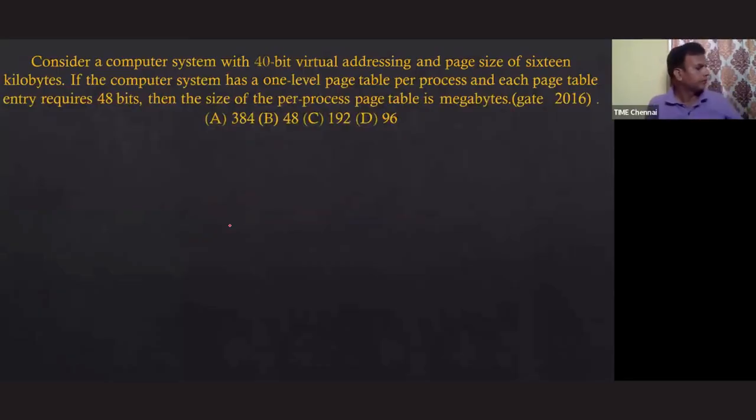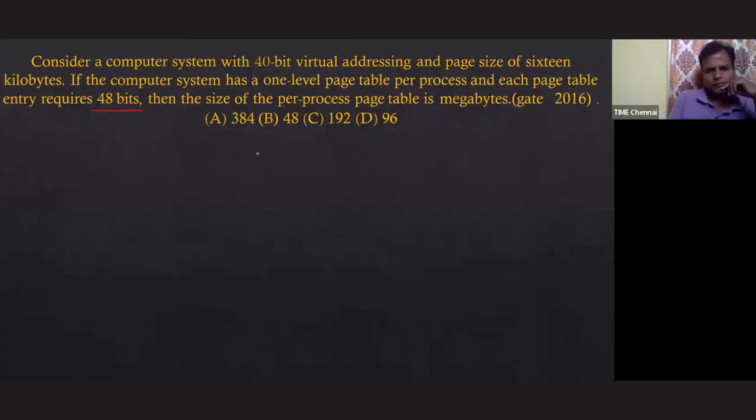Next one. Try this one. Consider a computer system with 40 bits virtual addressing and page size of 16 kilobyte. If the computer system has one level page table per process and each page table entry require 48 bits, then the size of the per process page table in megabytes is how much?